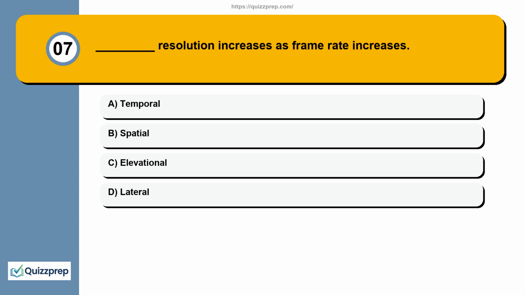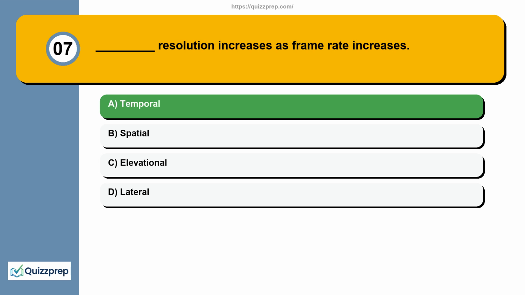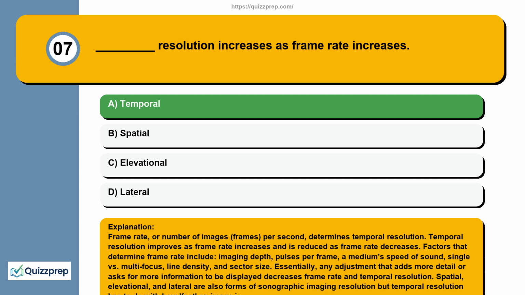Question 7. Blank resolution increases as frame rate increases. Temporal, spatial, elevational, lateral. Frame rate, or number of images, frames, per second, determines temporal resolution. Temporal resolution improves as frame rate increases and is reduced as frame rate decreases.